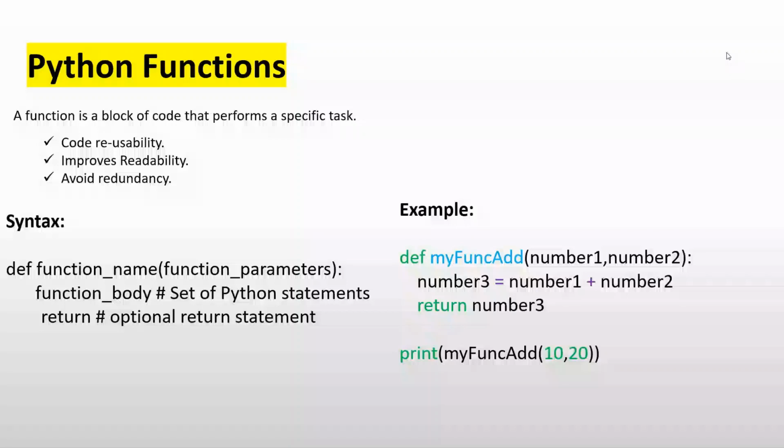Python. A function is a block of code that performs a specific task. And functions help us with varied important programming constructs like code reusability. We don't have to write the same code again and again. It improves readability. By using functions for frequent tasks, you make your code structured and readable.